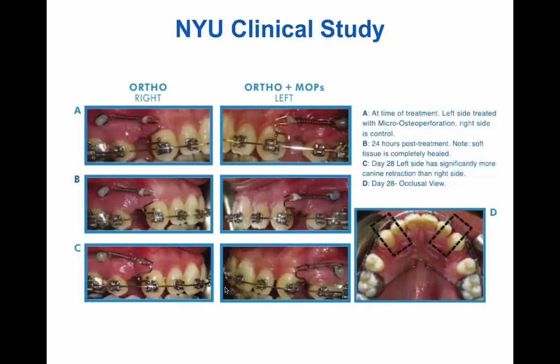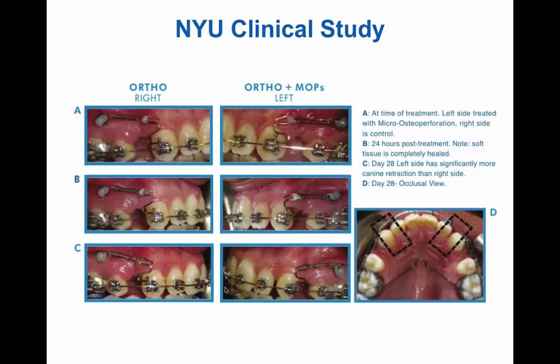So here's the study. Now pictures A on the right and the left will show you the left side has been treated with micro-osteoperforation in the same patient, and the right side is the control. So now that's the left side of the patient. In other words, the photographs on the right of the screen. In pictures B, left and right, you will see that 24 hours after treatment, the soft tissue is completely healed from the micro-osteoperforation. So you can't even see where it was done the day before.